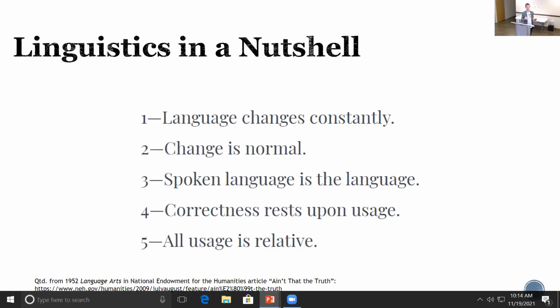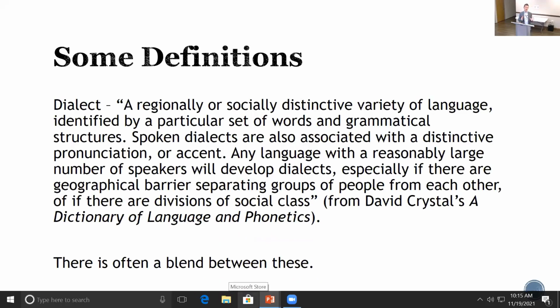All usage is relative. The idea of correctness might change between speech communities, between particular dialects, between nations, and so forth and so on. So, as a quick example, if you've ever looked up the rules involving quotation marks and titles and where commas go in relation to titles, that can vary between nationalities as one, again, quick example. Okay, so let's again talk about some of those definitions. I'm just setting out some groundwork here because we're going to look at some other examples in a second.